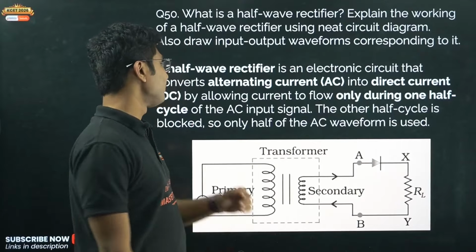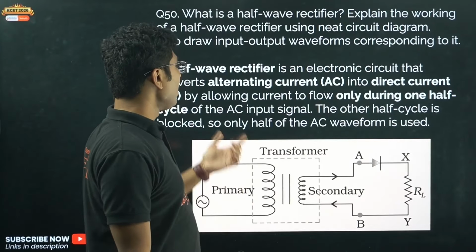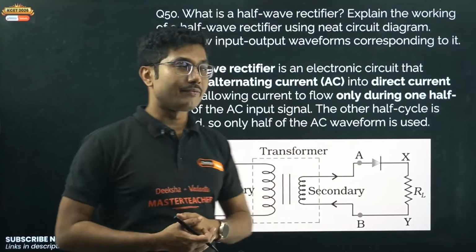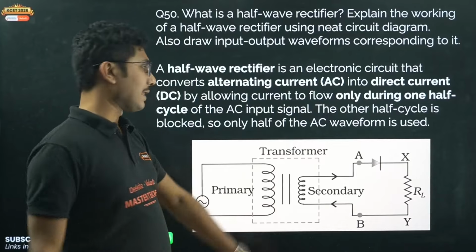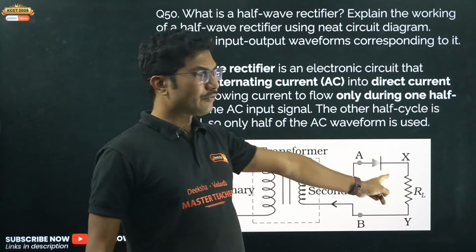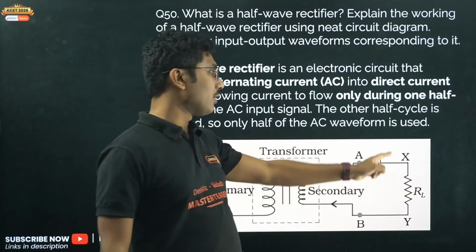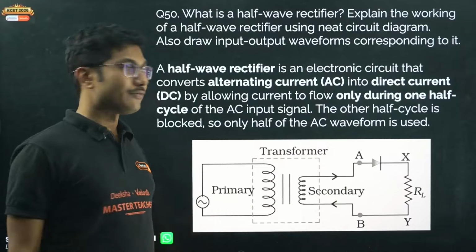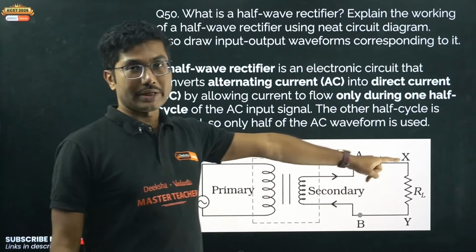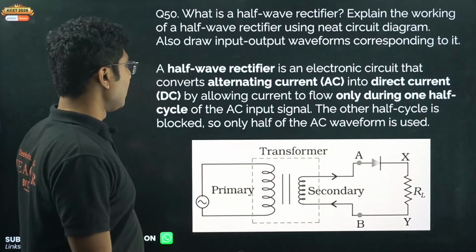The other half of the AC input signal is blocked, so only half of the AC waveform is used. And this is the circuit diagram. In half wave, only one diode is there, and don't miss the diagram difference between full wave and half wave. That is very, very important to remember.